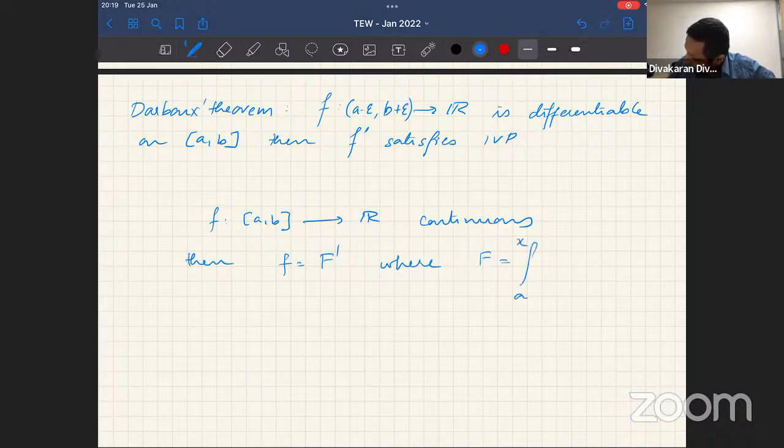to x, f of x dx. Right? So every continuous function is the derivative of some function. Therefore, this is a strictly bigger class. All continuous functions are included in these functions. All continuous functions are the derivative of something. That is what the fundamental theorem of calculus is telling us. So in some sense, this is a strictly bigger class.